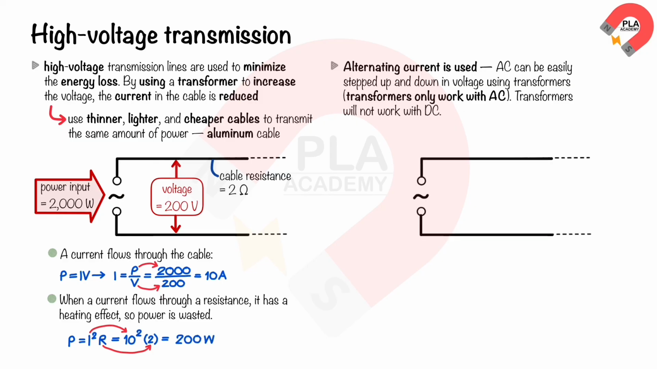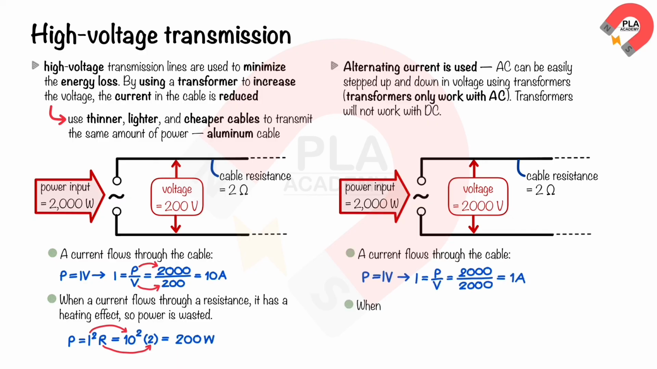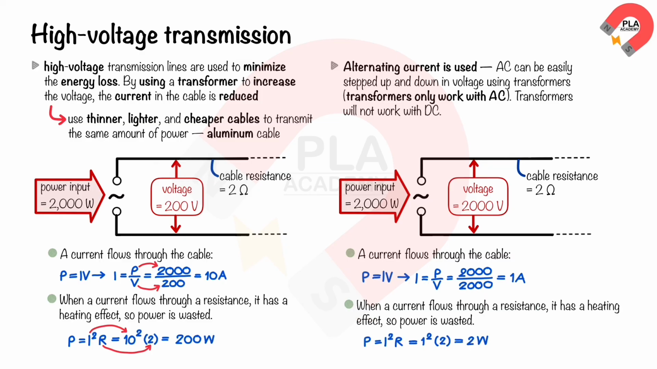The second circuit increases the voltage from 200 to 2000 volts, while the power and resistance of the cable remain the same. The current flowing through the cable reduces to 1 ampere. The power loss in the cable becomes 2 watts. These calculations show the power losses in a cable when the same amount of power is sent at high voltage is less than at low voltage.